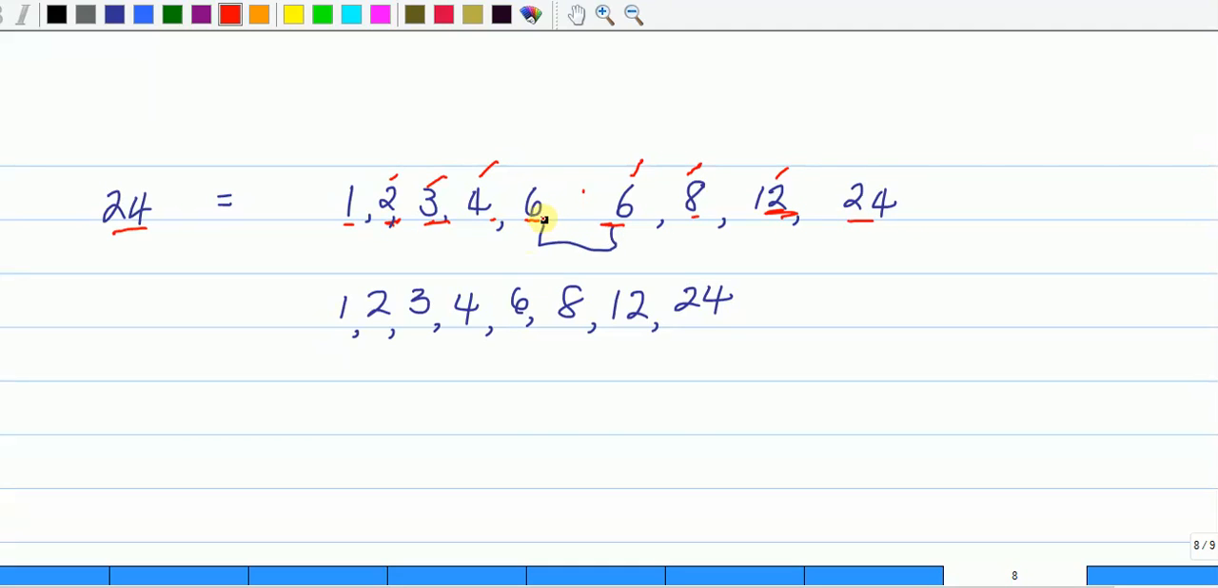So whenever we get to the point where we are going to repeat numbers, we know that we can stop. We would just rewrite that without doubling any of the numbers, and we would have all of the factors of 24. So the factors of 24 are 1, 2, 3, 4, 6, 8, 12, and 24.